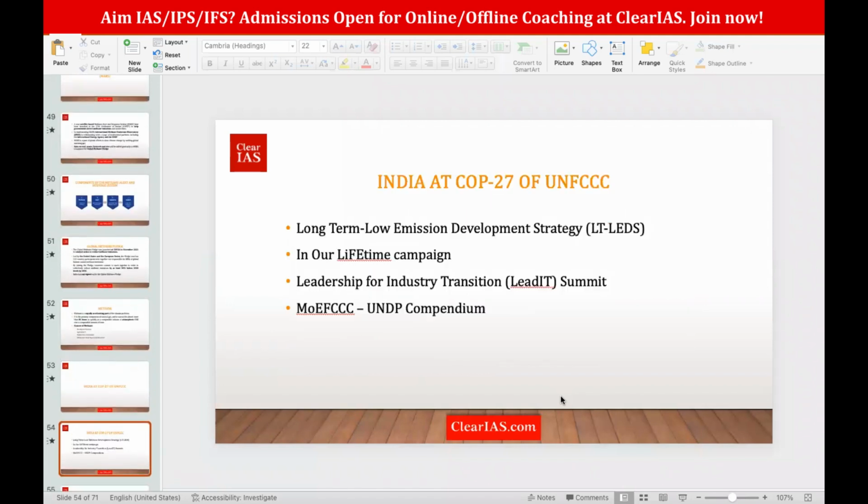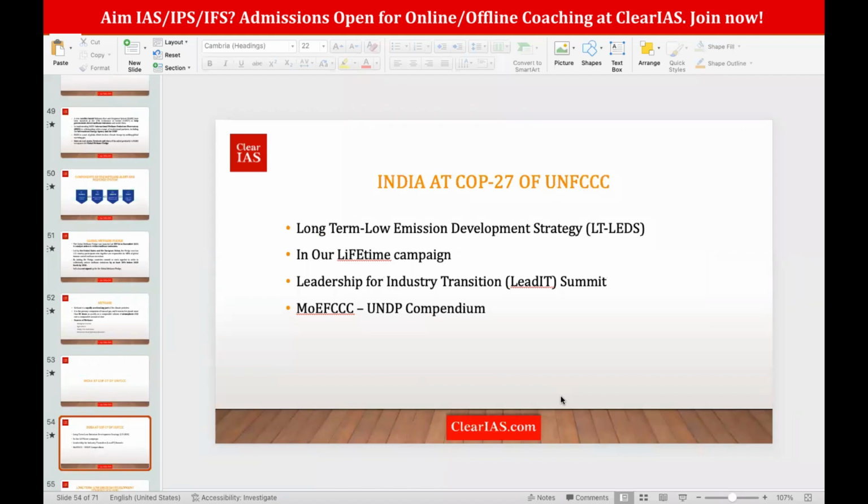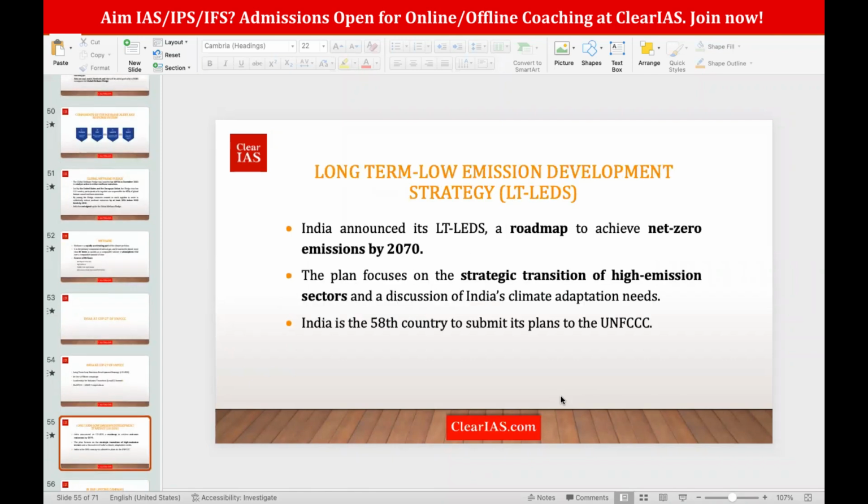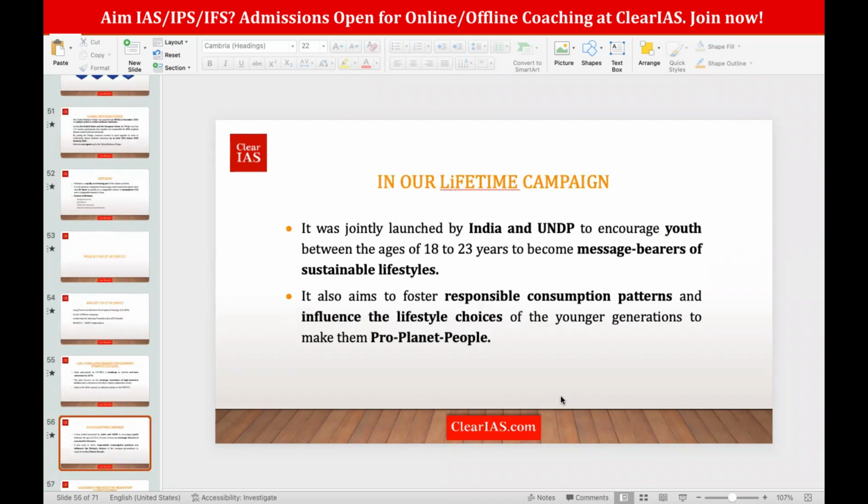global warming potential. In India's contribution at COP27, mainly it is LT-LEDS and the LiFE campaign. Then we have LeadIT and the MoEFCC-UNDP Compendium. LT-LEDS is basically a long-term strategy for net zero emission by 2070, and whatever high emission transition we have to do for that. Then there is the LiFE campaign. This campaign is mainly for youth of 18 to 23 years, and it is an initiative by India and the UNDP, to create a pool of pro-planet people.